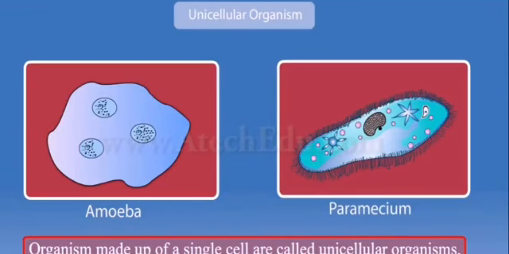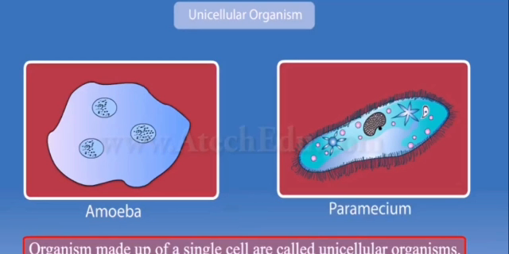Students, depending upon the number of cells, organisms are of two types. Those are unicellular and multicellular. What do you see on the screen? You can observe amoeba and paramecium. You tell me, students, what type of organisms these are? Are they unicellular or multicellular? Yeah, you are all right.